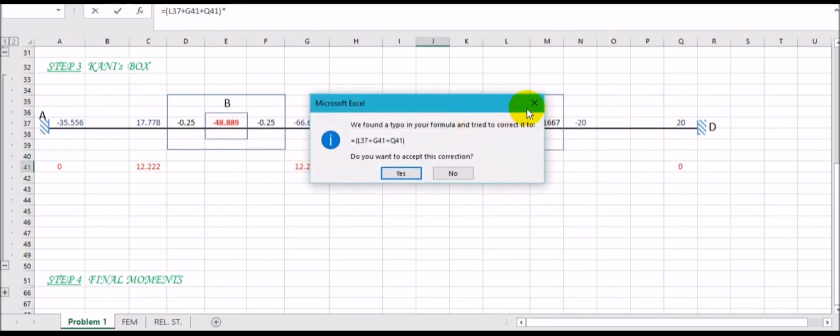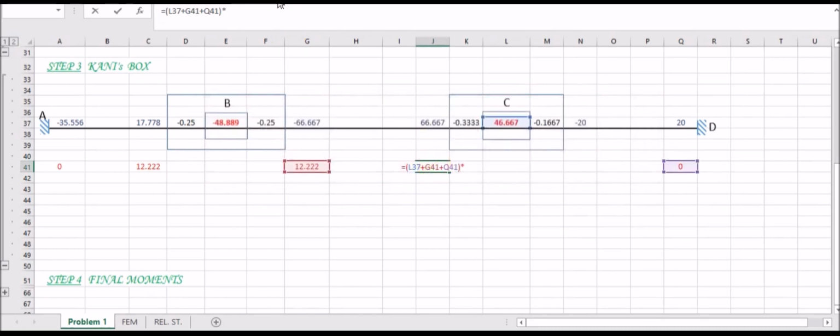Okay, into rotation factor. Oh, what happened here? Yeah, got it. Minus 19.63. Here again, summation moment plus latest iteration value of left support, that is B, plus latest iteration value of right support, that is D, into rotation factor.